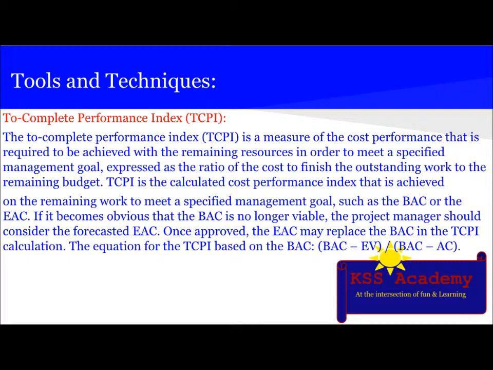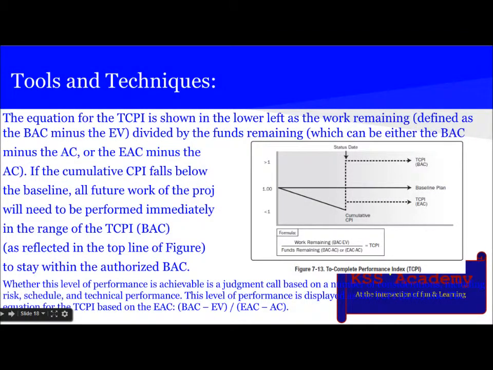If it becomes obvious that the BAC is no longer viable, the project manager should consider the forecasted EAC. Once approved, the EAC may replace the BAC in the TCPI calculation, and the new equation based on BAC will be BAC, which is budget at completion minus earned value, whole thing divided by BAC minus AC. The equation of the TCPI is then shown in the lower left as work remaining defined by BAC minus EV divided by the funds remaining, which can be either BAC minus AC or EAC minus AC.